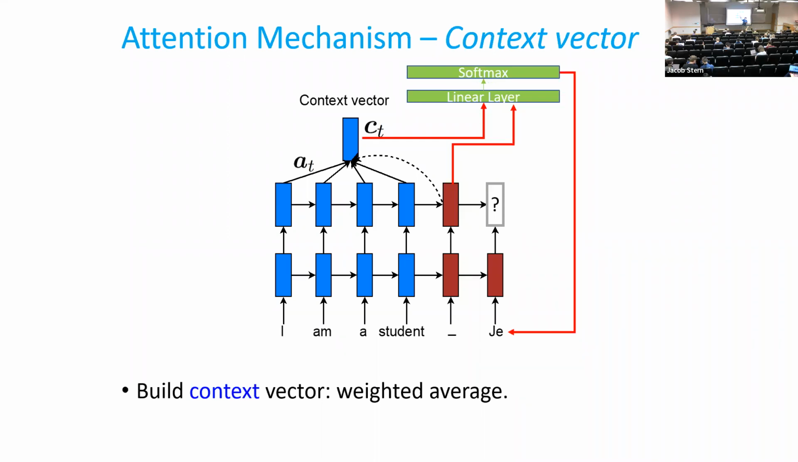So to clarify, this is a dot product between the current vector and each of the previous vectors. And so we will have, in this case, 4 attention weights based on the dot product between this red vector and each of those 4 previous blue vectors. Okay, yeah, question.